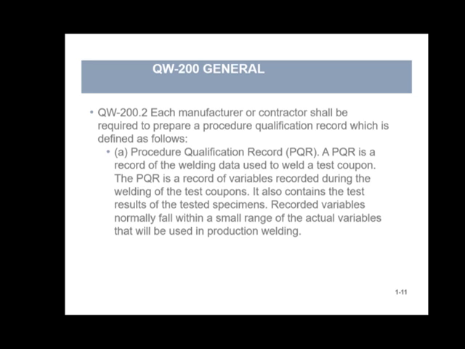So this is telling us you have to do a PQR, which is going to support your WPS. And this is a record of the welding data used to weld the test coupon. And you need to record all the essential variables that are made during the welding of that test coupon.